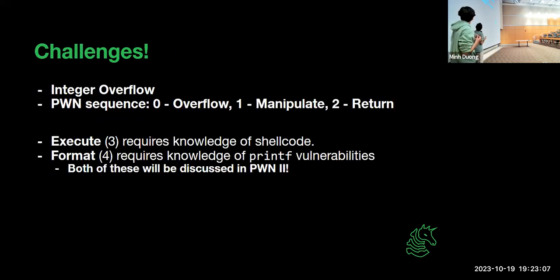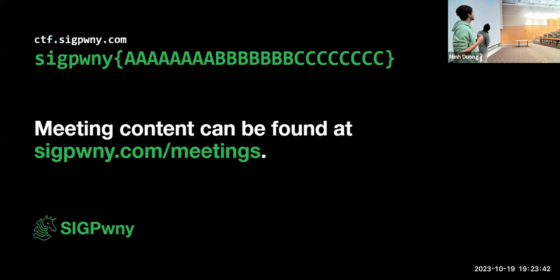Challenges. We pulled the challenges from fall CTF up to the PWN category. So the stuff that you should be able to do from this meeting alone is the first 3 PWN challenges in the sequence, which is 0, 1, and 2, however I named them, and the integer overflow challenge. You can probably get away with a little bit of Googling to solve the execute challenge, and the format challenge might be a little tough to do, but we are welcome to help you with those as well if you get to them.